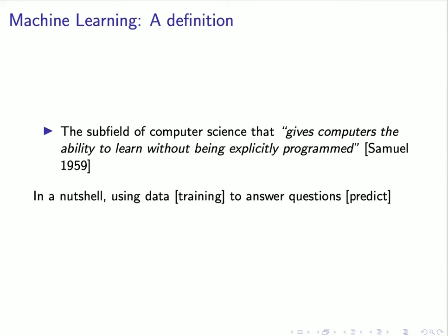I'm just going to give you an idea of how machine learning works, what its main fields are, what it really is, what its risks are, and so on. Already in 1959, Samuel defined it as the subfield of computer science that gives computers the ability to learn without being explicitly programmed. So he was talking about using data to answer questions about something that is not in the data. We train some model, and we want to use that model to make some predictions.